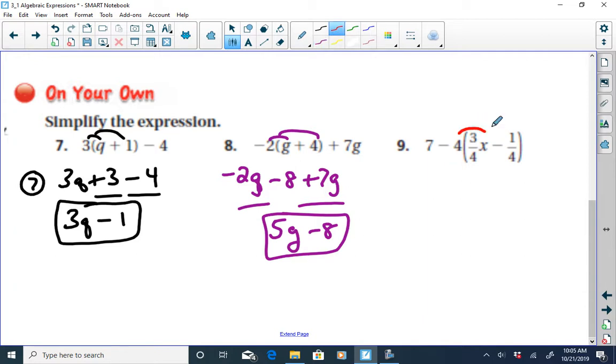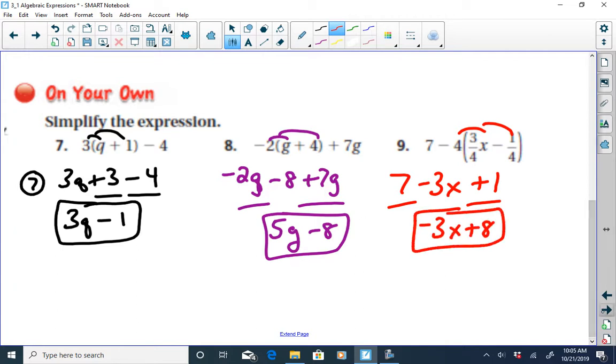This next one, the 7 is not being used in the distributive property, but -4 times 3/4. We multiply, 4 times 3 is 12. 12 divided by 4 is 3, but that's -3x. And then 4 times 1 is 4. Divided by 4 is 1, but negative times negative is positive. My like terms, 7 and 1 is 8, so we have -3x plus 8, my simplified expression.